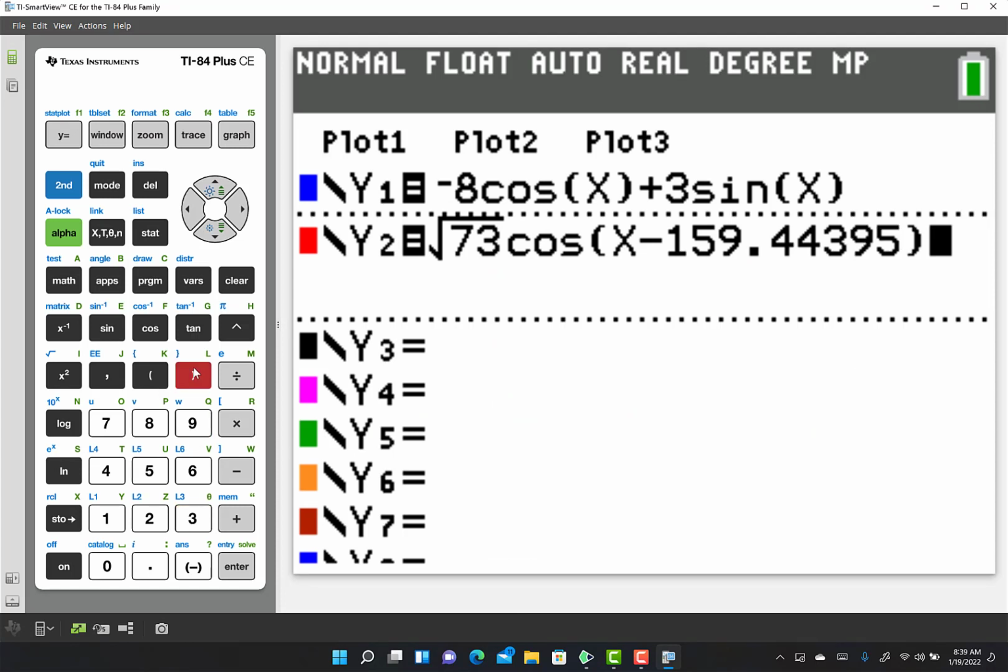Before you push graph, check it out. Don't worry, I'm gonna go slow. I have both my answers in here, right? The ones that I have, y1 and y2. Before you push graph, push window.